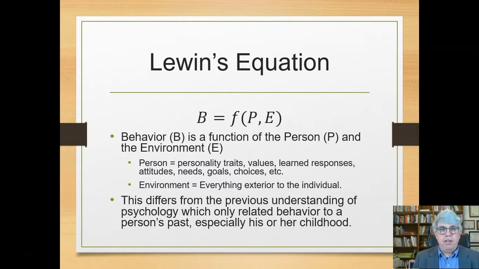We're going to start off by looking at what's known as Lewin's equation. And what Lewin's equation says is that behavior, that's what B is here, is a function of, that's what the equal sign and F mean. Behavior is a function of both the person, P, and the environment, E. So in using Lewin's equation, if we want to predict what someone's behavior is going to be, if we want to understand what's going to influence somebody's behavior, we have to look at the person, and then we have to look at the person's environment around them.